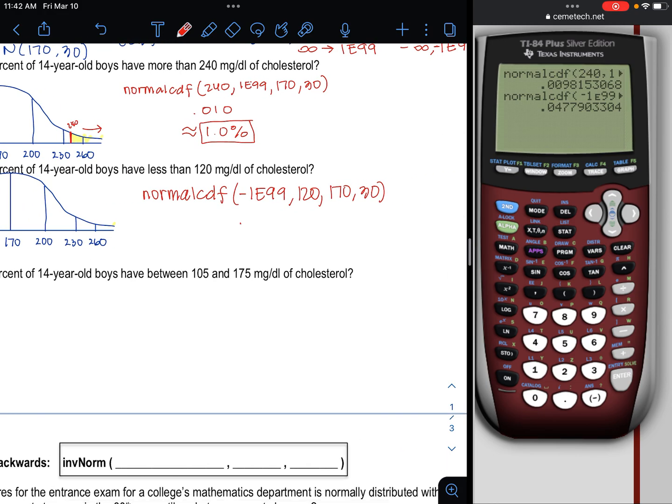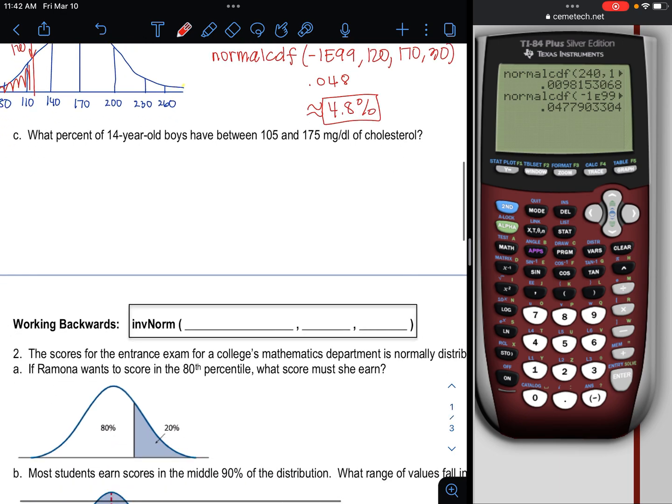So I'm going to write 0.048. Move the decimal over 2 places to the right. So approximately 4.8%. And you can write about 4.8%. You just write 4.8%, and I'm fine with that.